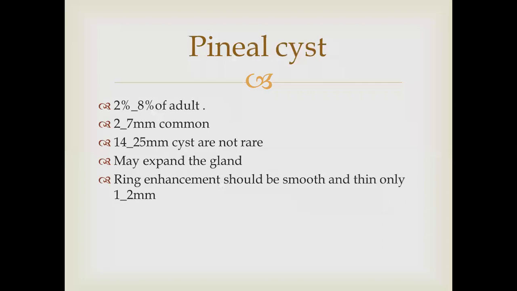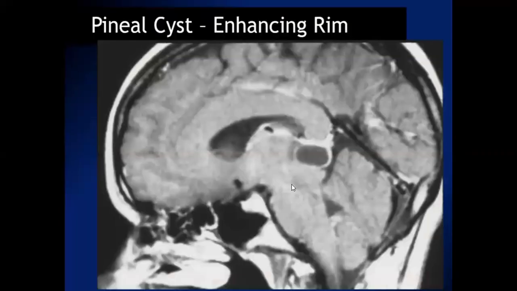The pineal cyst. Pineal cysts in asymptomatic cases affect 2 to 8% of adults, with a diameter of about 2 to 7 millimeters, which is common, and they may be large, which is not rare, about 14 to 25 millimeters. They may expand the gland. The most important thing is that the ring enhancement should be smooth and thin, only about 1 to 2 millimeters. This is the sagittal image of a patient with a pineal cyst, showing a thin rim of smooth enhancement, which is the typical appearance of pineal cyst.